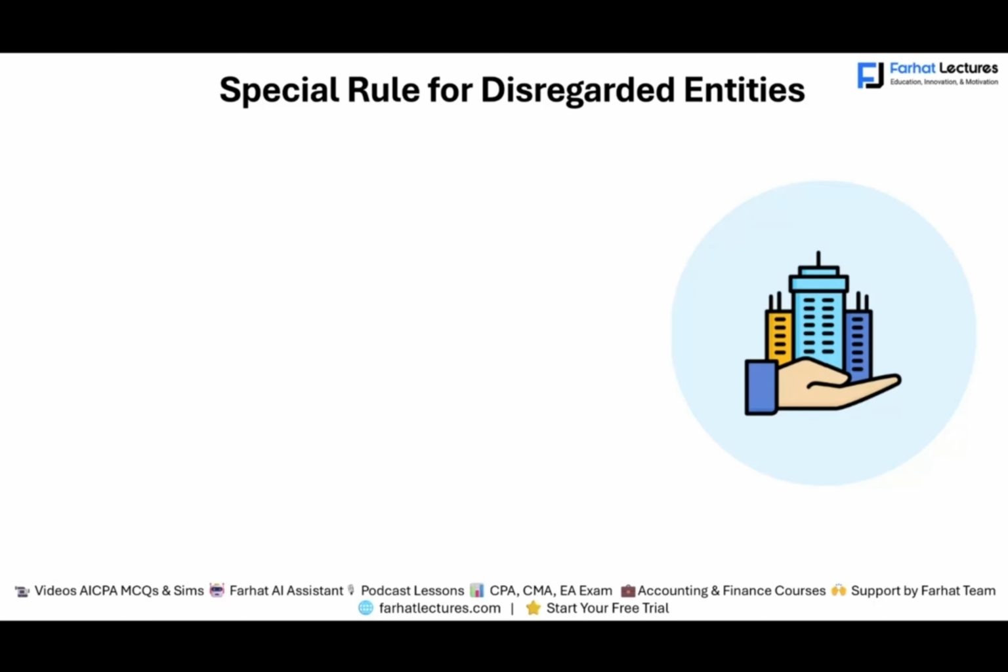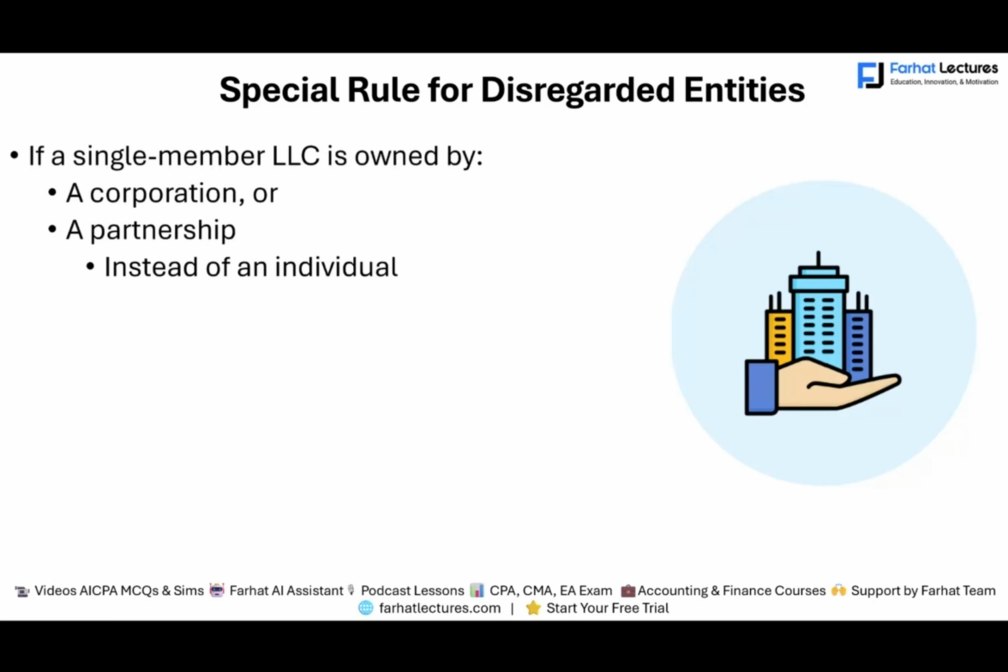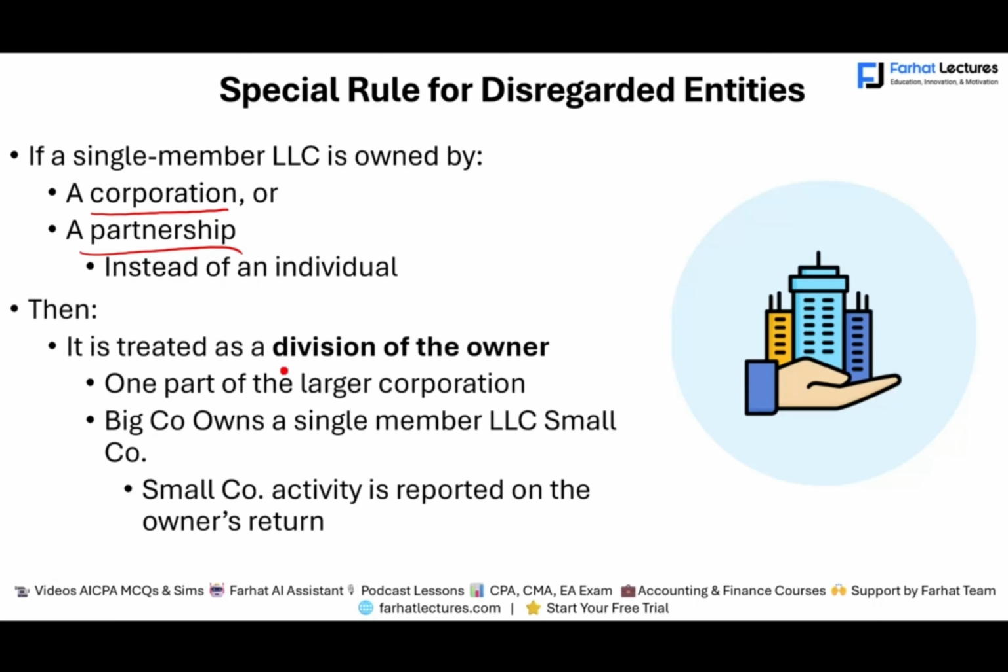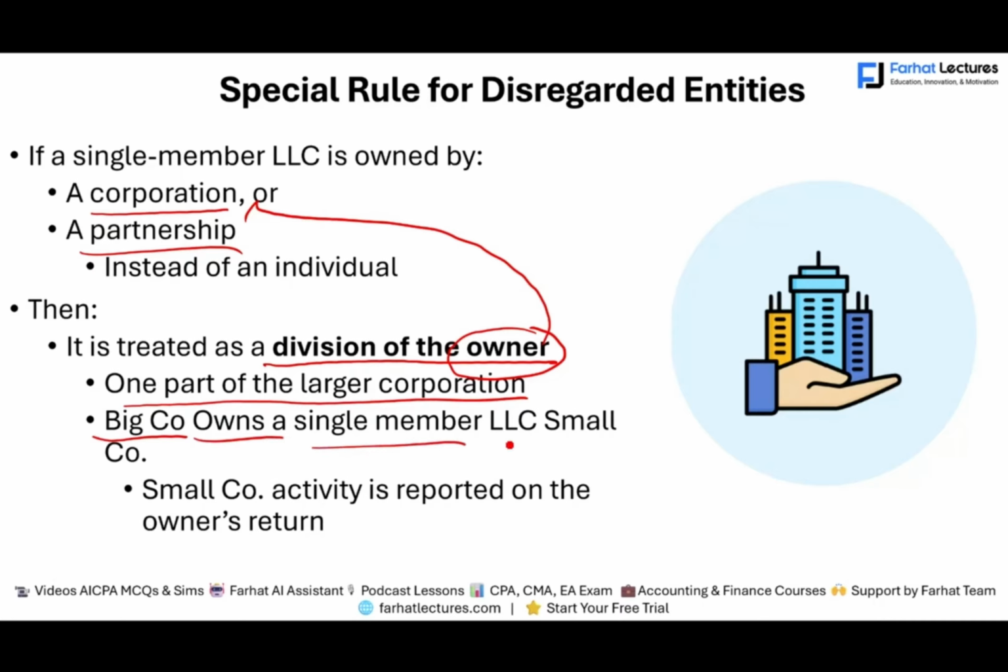Special rules for disregarded entities. Again, what are disregarded entities? You choose not to do anything. If a single member LLC is owned by a corporation or a partnership instead of an individual, so let's assume we have an LLC formed by a corporation, what would happen in that situation? It's treated as a division of the owner, meaning a division of the corporation. So it's one part of a larger corporation. If a big company owns a single member LLC, the small company's activity is reported on the big company. Basically, you're part of the larger corporation.